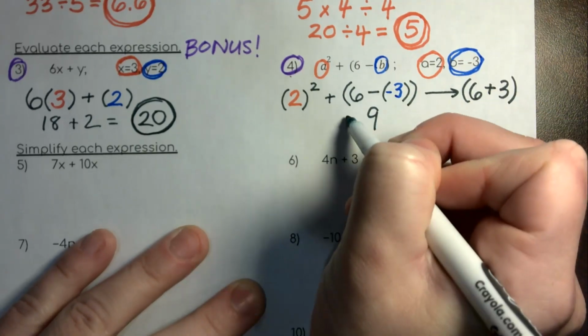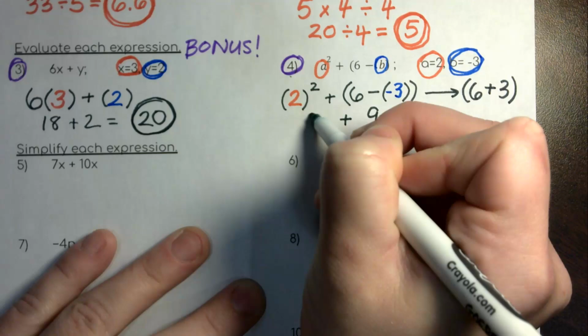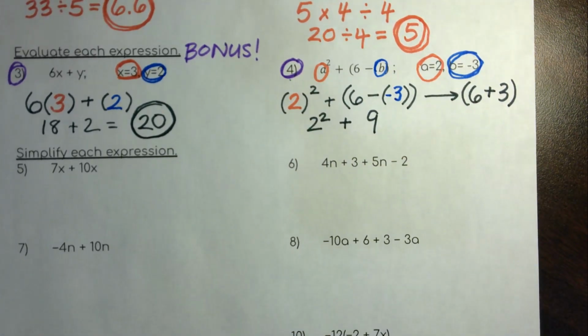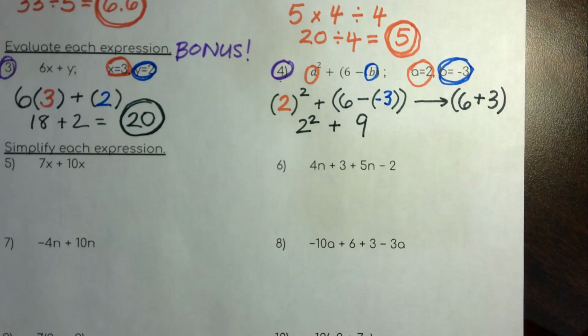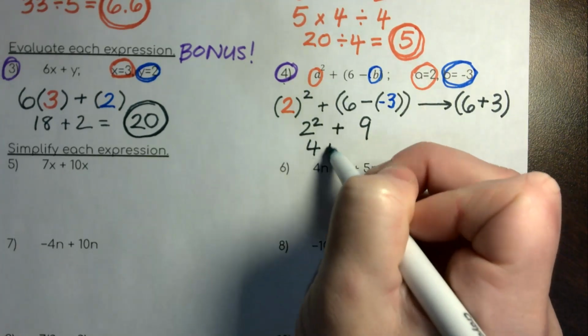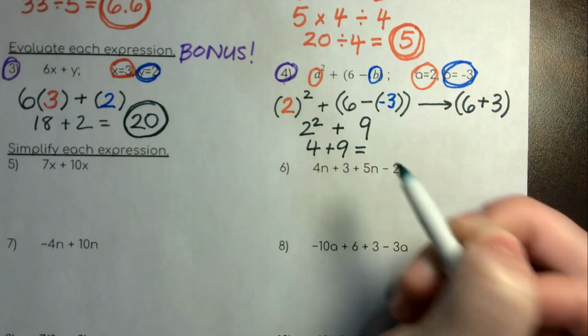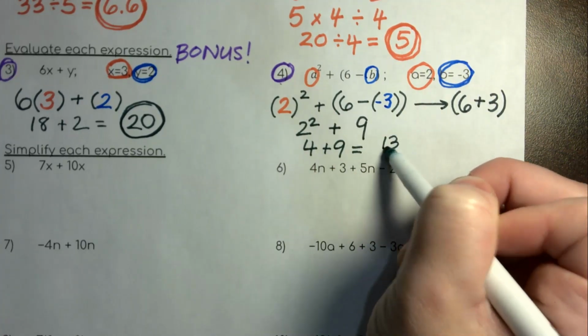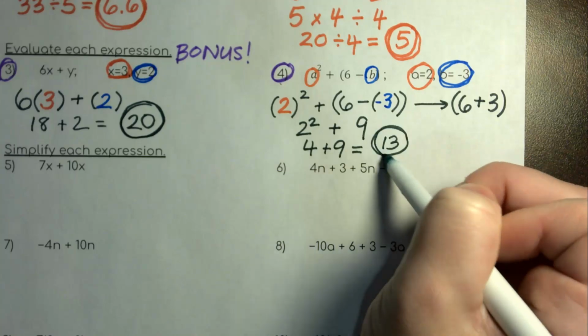Then we're going to bring everything down. We've got 2 squared plus 9. What now? 2 times 2 is 4. So now we have 4 plus 9. And what is that going to give us? 13. And then you circle your answer, guys.